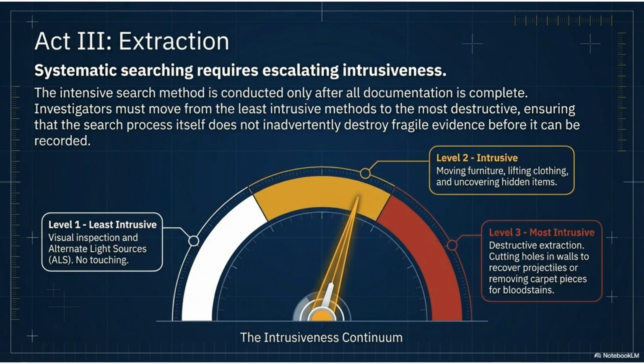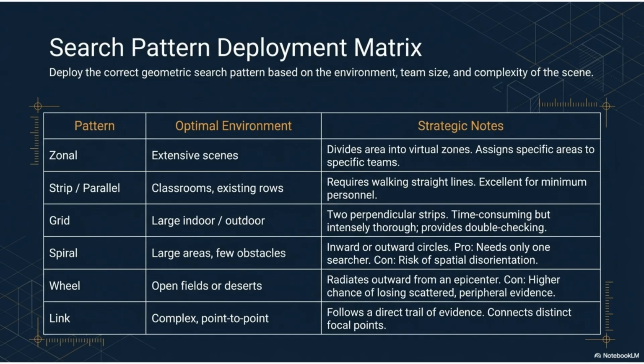Act 3 is extraction. Systematic searching requires escalating intrusiveness and is only done after documentation is complete. Investigators move from least intrusive, level 1, to most destructive, level 3, ensuring the search process does not destroy fragile evidence. Deploy the correct geometric search pattern based on the environment, team size, and complexity.